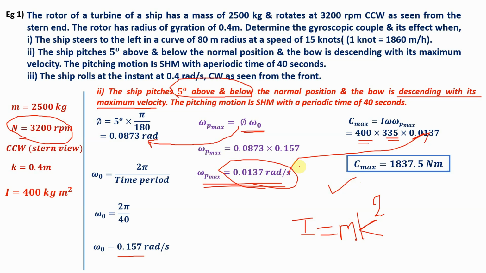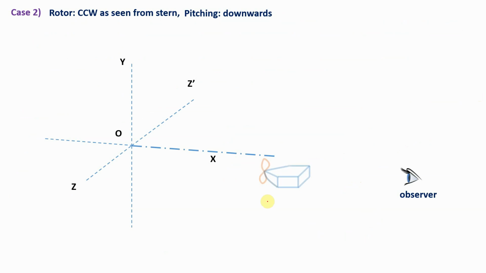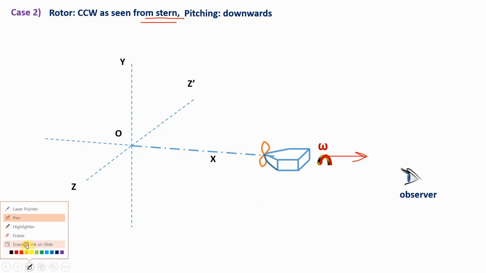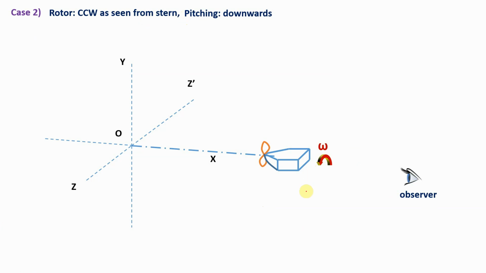Now let us find out its effect when the bow is descending. Place the coordinate system, place the observer along x-axis. We draw the ship in such a way that its stern end is facing towards the observer because we are looking at the rotor from the stern end. The rotor is rotating counterclockwise, so we mark the direction of rotation of the rotor using a circular arrow, as seen from the stern end.